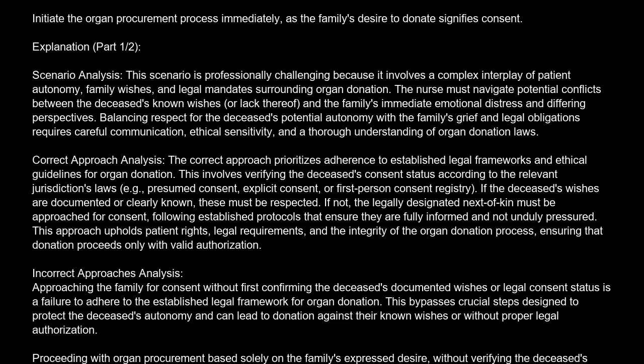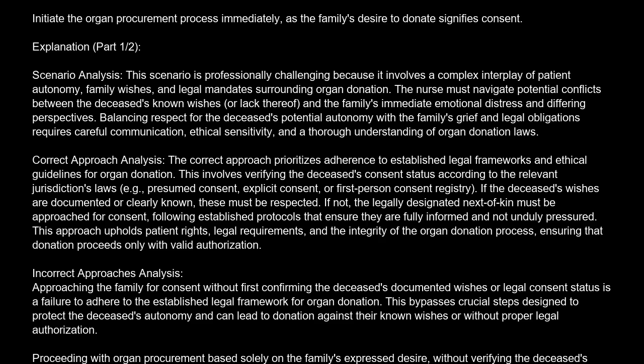This involves verifying the deceased's consent status according to the relevant jurisdiction's laws, e.g., presumed consent, explicit consent, or first-person consent registry. If the deceased's wishes are documented or clearly known, these must be respected. If not, the legally designated next of kin must be approached for consent, following established protocols that ensure they are fully informed and not unduly pressured. This approach upholds patient rights, legal requirements, and the integrity of the organ donation process, ensuring that donation proceeds only with valid authorization. Incorrect approaches analysis.